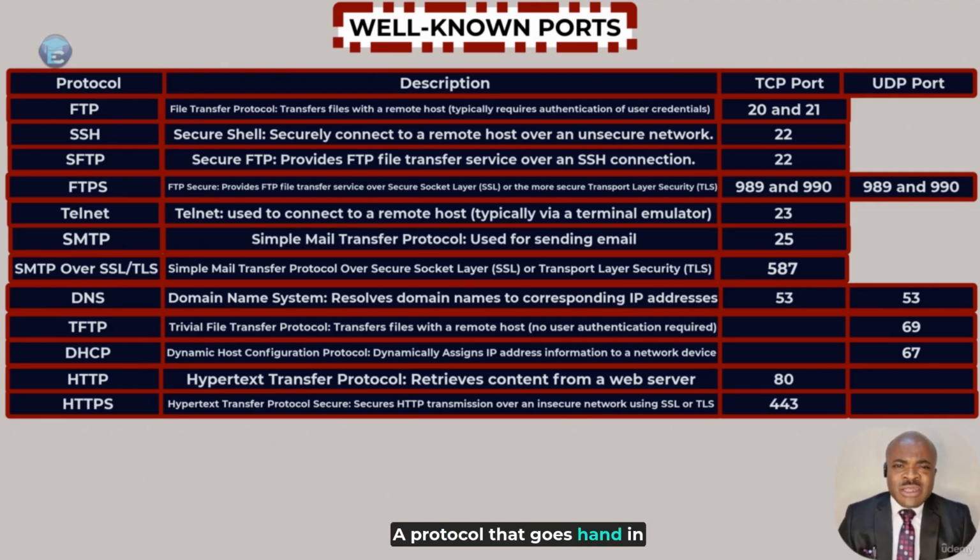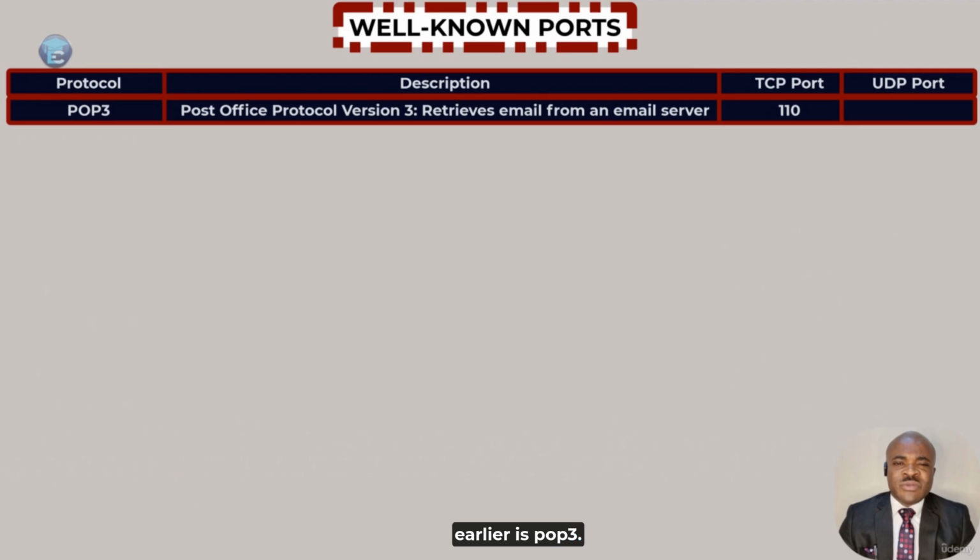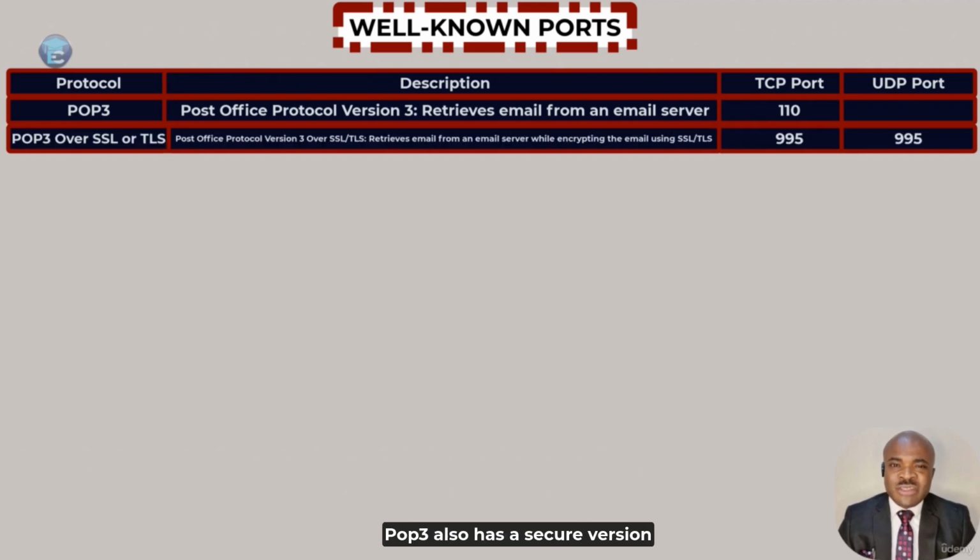A protocol that goes hand in hand with SMTP that we mentioned earlier is POP3. This retrieves email from a server. Remember, SMTP is used to send email to a server, whereas POP3 is one of the protocols for retrieving mail from a server over TCP port 110. POP3 also has a secure version over SSL or TLS, and that uses TCP or UDP port 995.